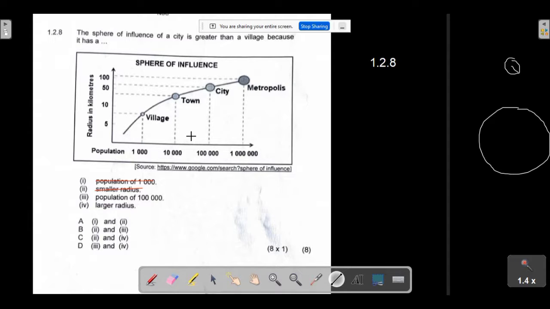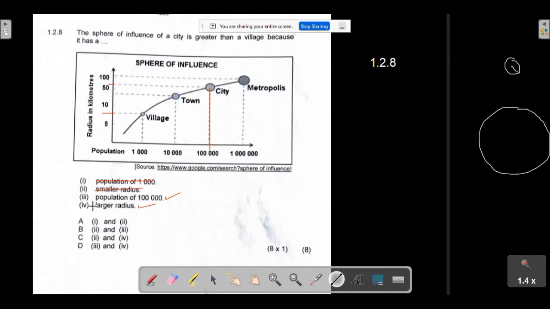Yes, indeed. As you can see, the city, if you go down, actually has a population of 100,000. So this is correct. And it has a larger radius. Yes, indeed, it has a larger radius than that of a village, because a village has about 7.5, and a city has about, I don't know, 60 or 70 kilometers. So of course it has a larger radius.